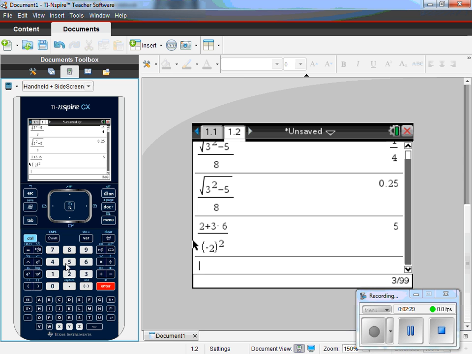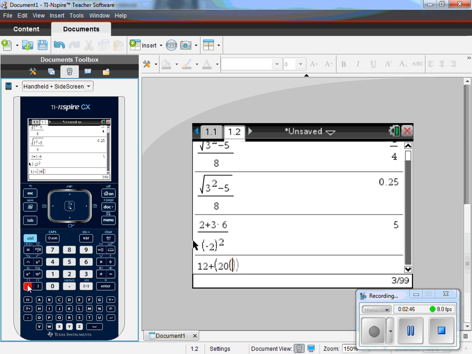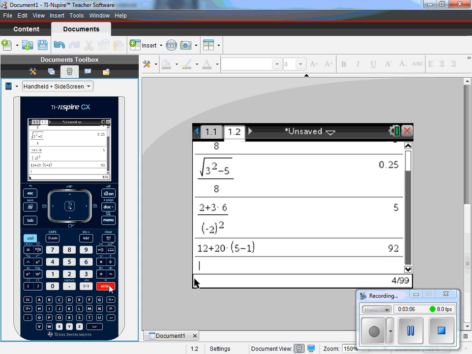My next question is 12 plus, now there's brackets there, but brackets act the same as a parenthesis. So as far as your calculator is concerned, you need to enter a parenthesis. And 20, open another parenthesis, 5 minus 1. Now close the 5 minus 1 parenthesis, but you also have to close the 20 times the 5 minus 1 parenthesis. So this parenthesis goes together, and that parenthesis goes together. Now that you're done, press enter, and you should come up with 92.